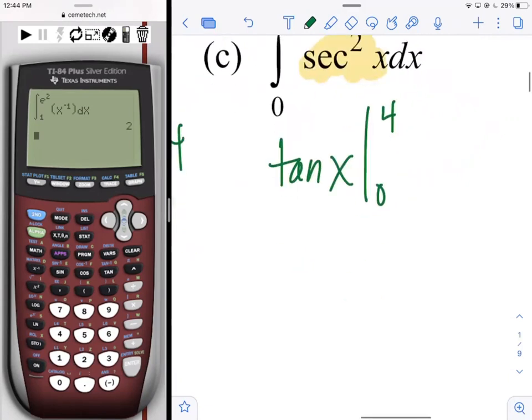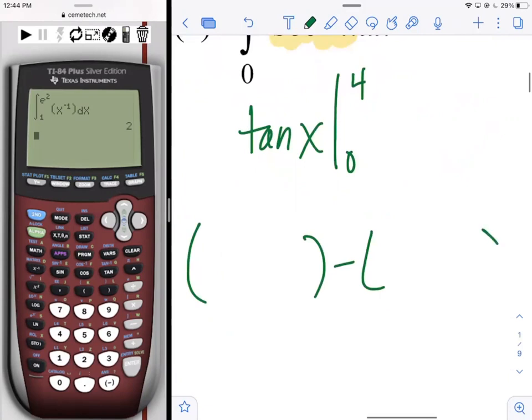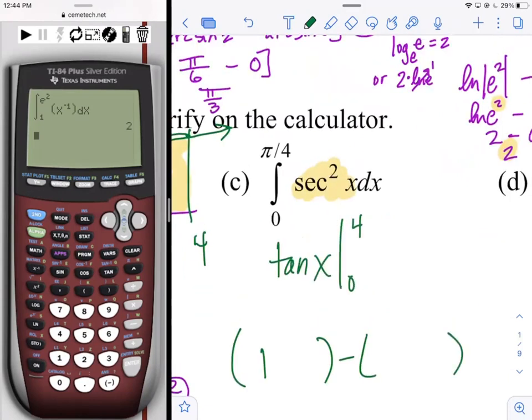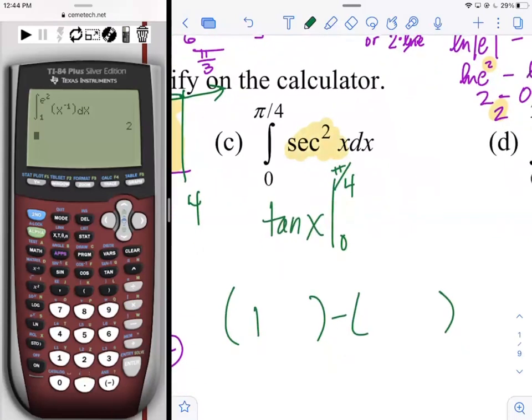Now, because it's a single term, if you want to do plug in the top minus plug in the bottom, you can. That's really more important if you have multiple terms. So we get tangent of the top minus tangent of the bottom.